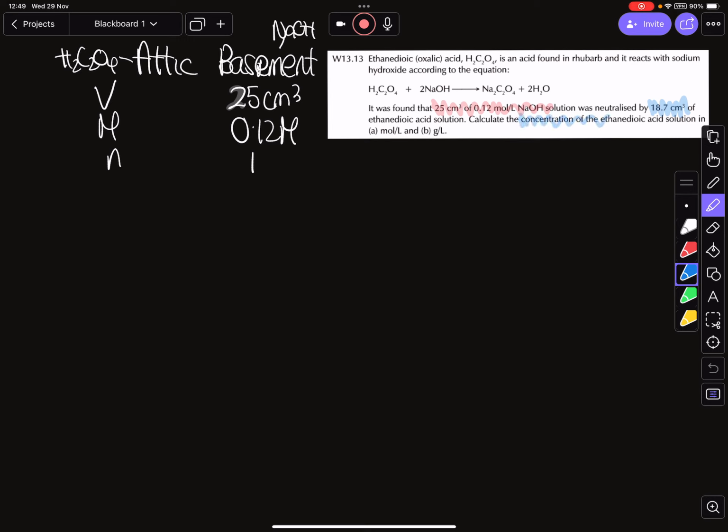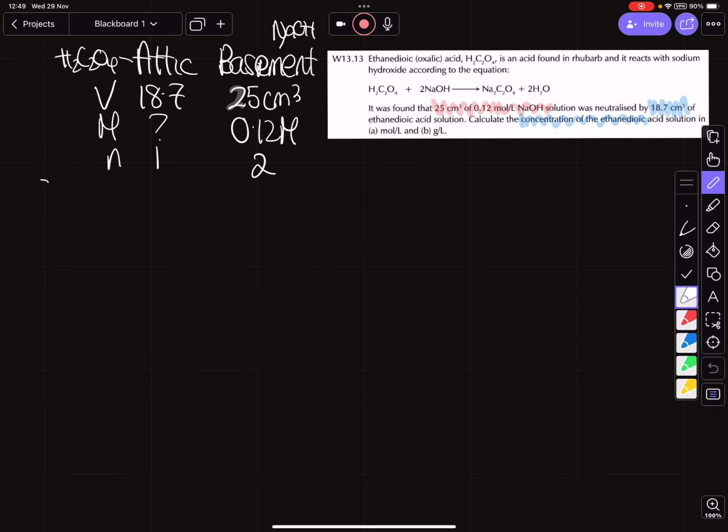Our volume then for this question that is left over is this 18.7 centimeters cubed. And if you read down here, we're calculating the concentration of this. So that suggests that this is the question mark. 18.7 goes here. Ooh, I've got my ratios wrong, haven't I? So our NaOH is 2 and our ethane dioic is 1. Okay, we always look for extra info because it may be in there. There are no other numbers, so we can just leave this blank and we are ready to go.